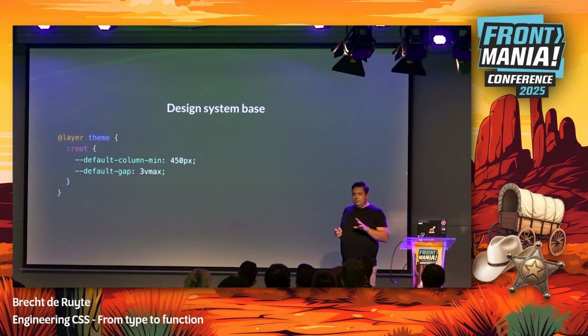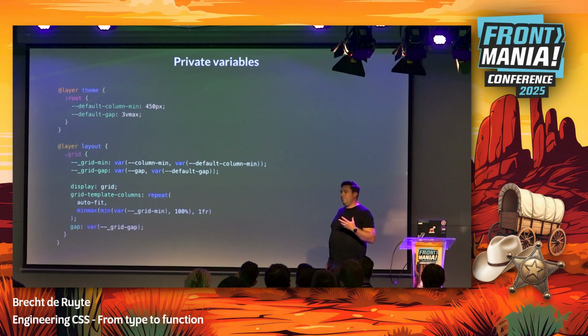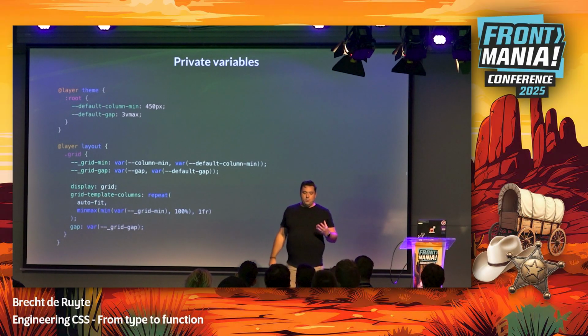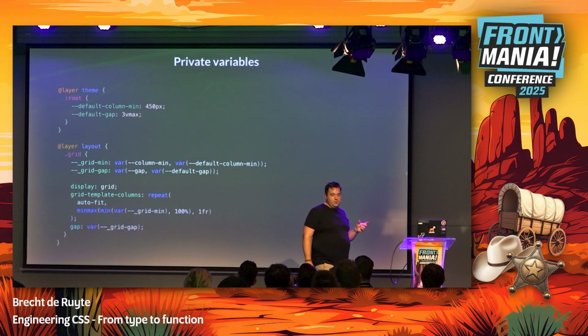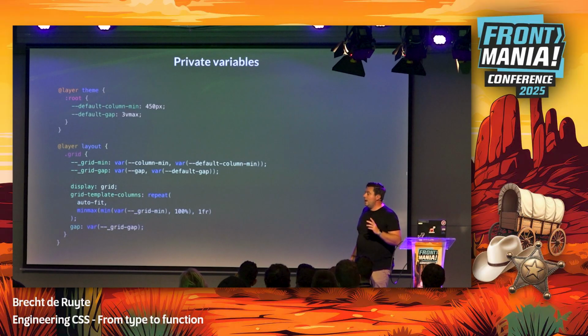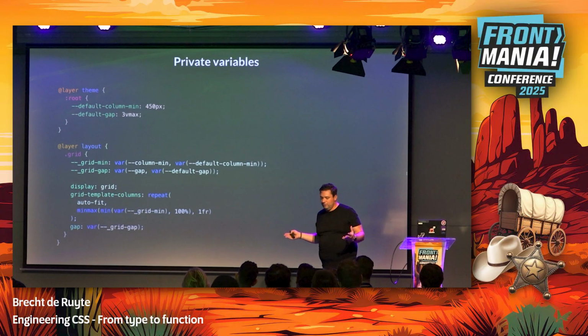Now what I would do is reuse that private variable system. What this would do, it sets a grid min, which will read the column minimum. And in that case, it would fall back to a default column minimum, which is my design system. So if column minimum is not defined, it's going to be 450 pixels. Same thing that I'm doing for the gap there, and I'm reading those items there at the bottom in the function and in the gap.